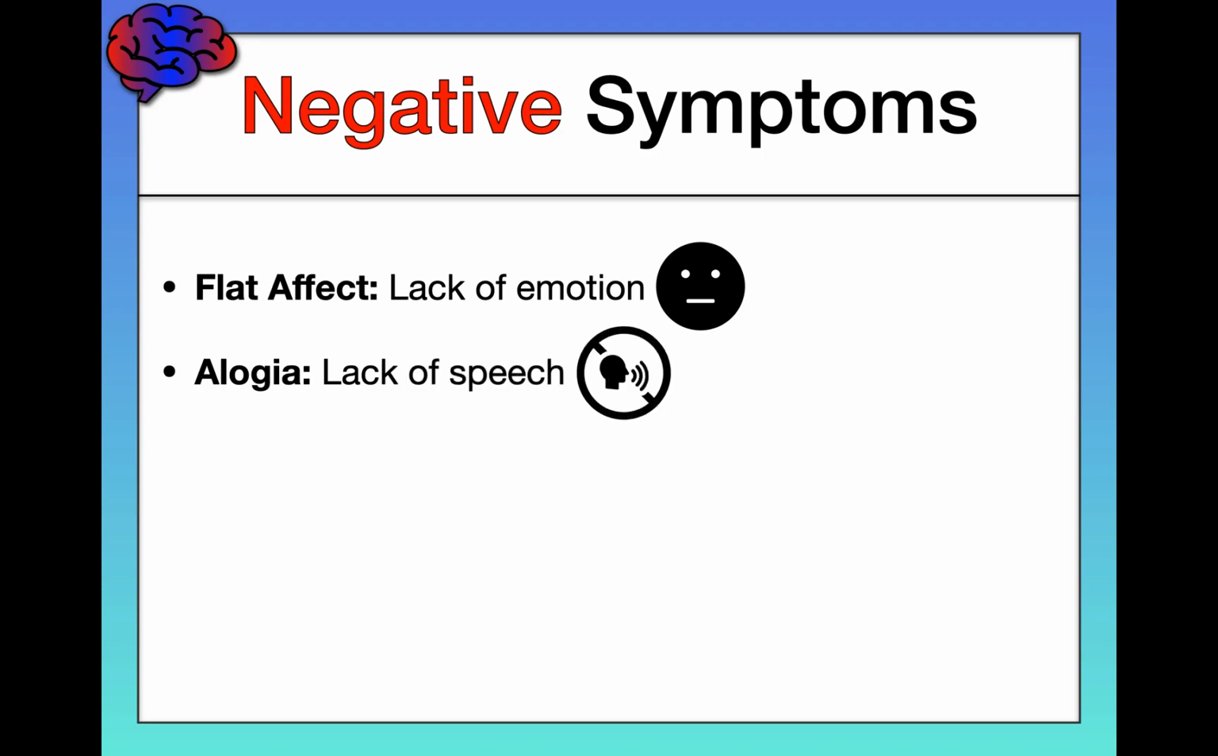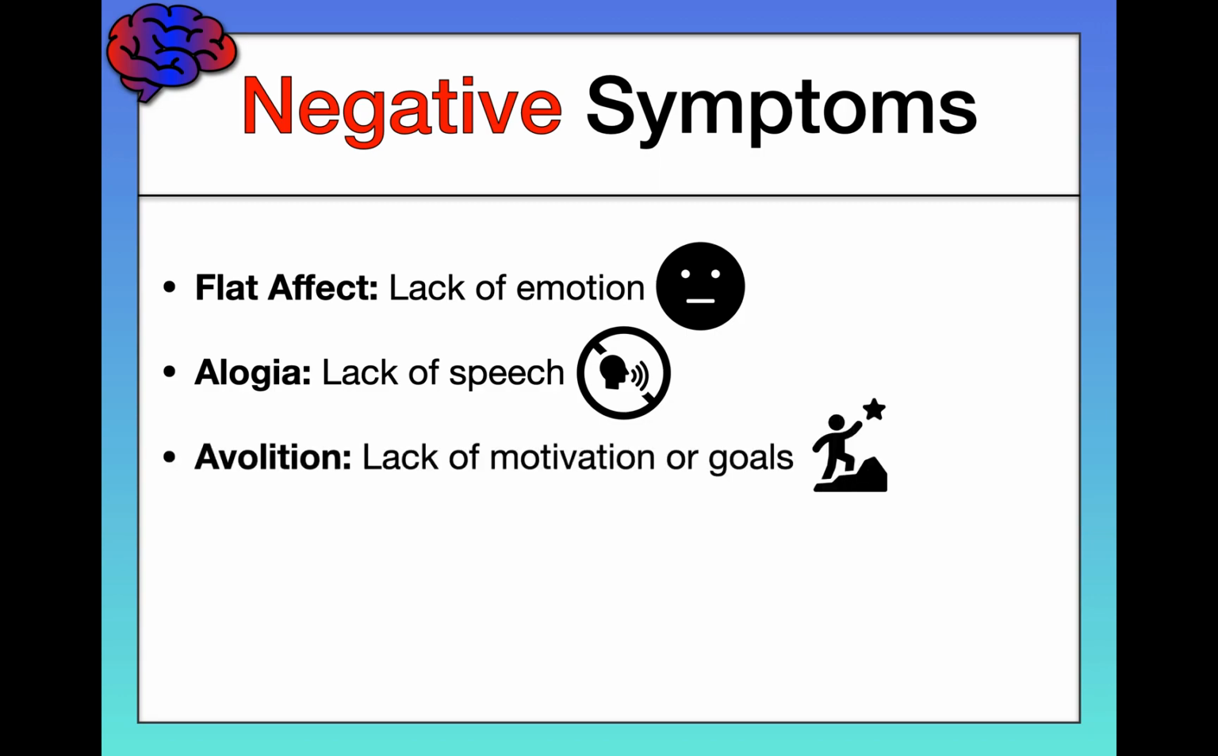Second, alogia, which is a lack of speech. Maybe they're talking very, very softly or not at all. Avolition is a lack of motivation or goals. They're wandering around aimlessly. They don't really have any purpose. Again, lack of emotion, lack of goals. Because this is a lack, it's a negative symptom.